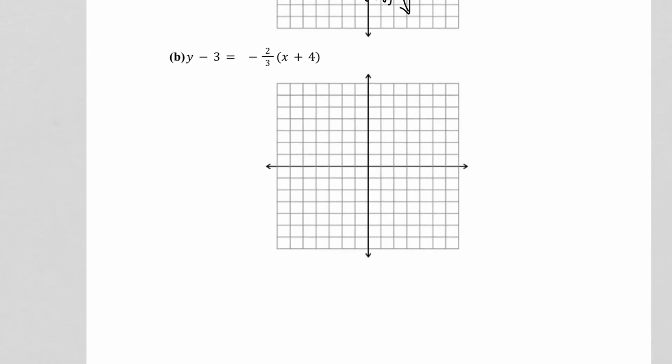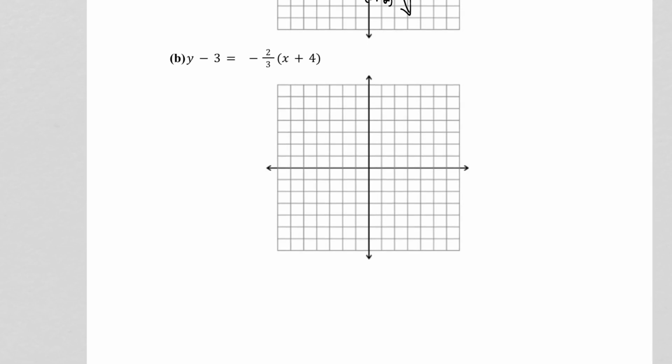Now let's look at our second example. Here we have an equation that is not in slope-intercept form. This is in point-slope form. Point-slope form is y minus y1 equals m times x minus x1. Point-slope form gives us a point and a slope, the two things that we need to draw a line on a graph. Remember, we need 2 points, but given 1 point and a slope, we can use that slope to find a second point. So let's see what we can do with this.